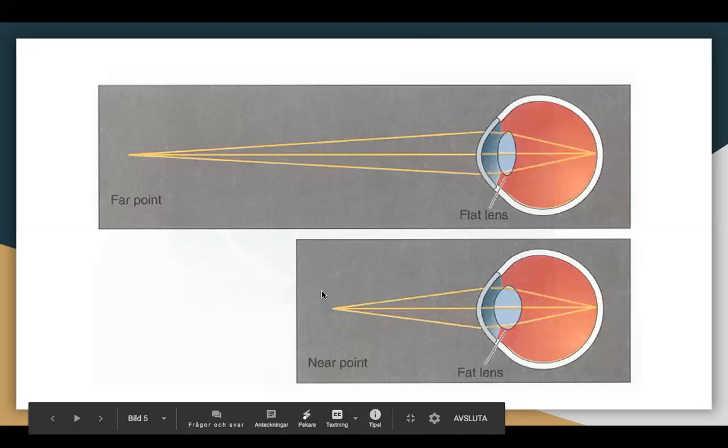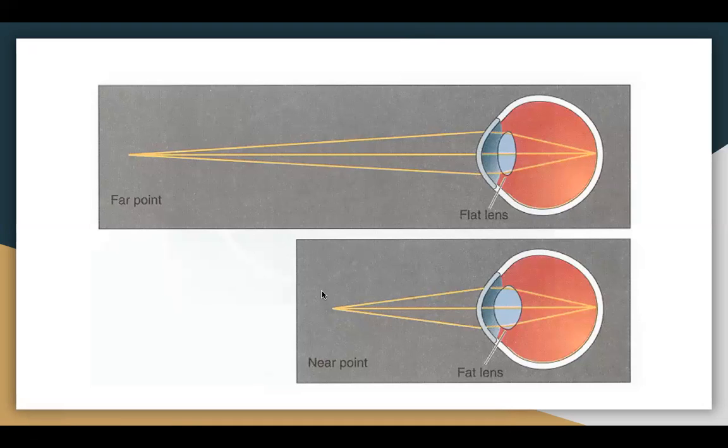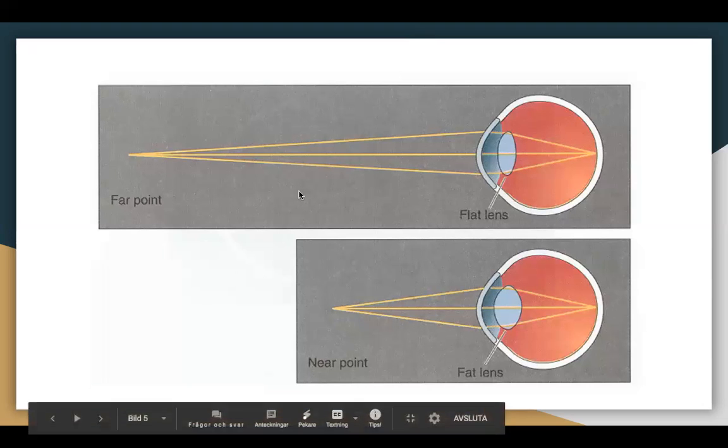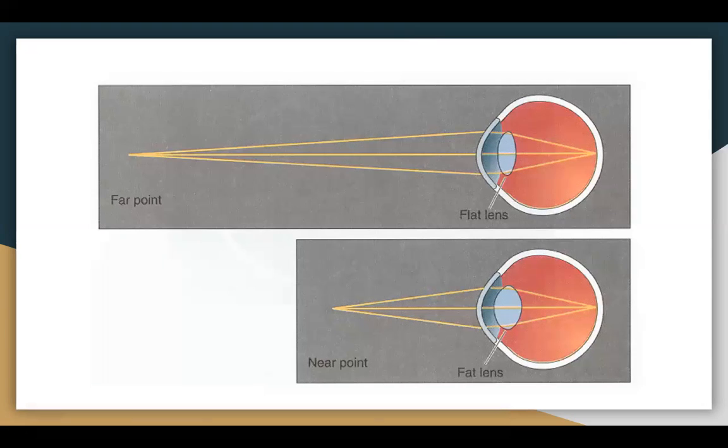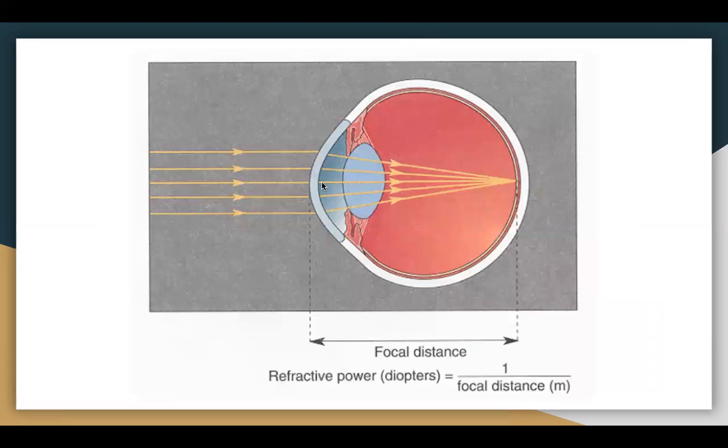In vision, we have something called the far point and the near point. The near point is the closest point at which the person can see clearly, and the far point is the furthest point.